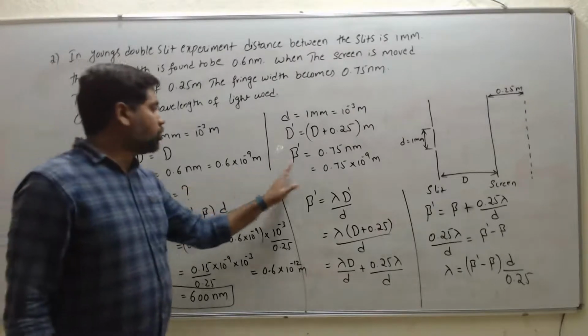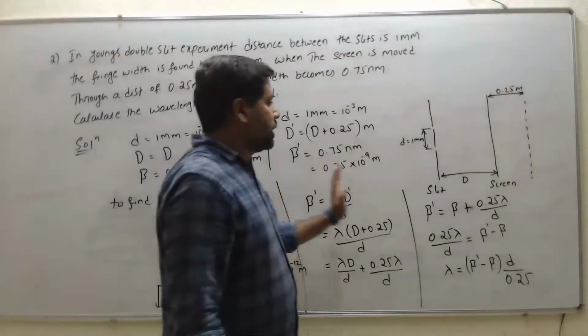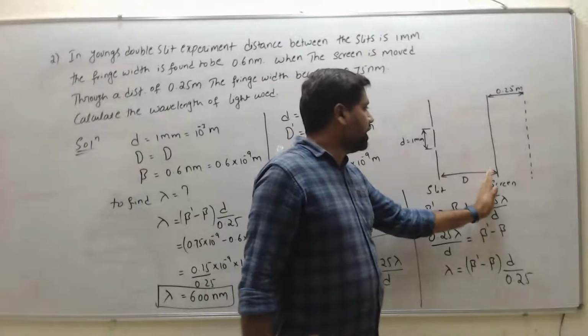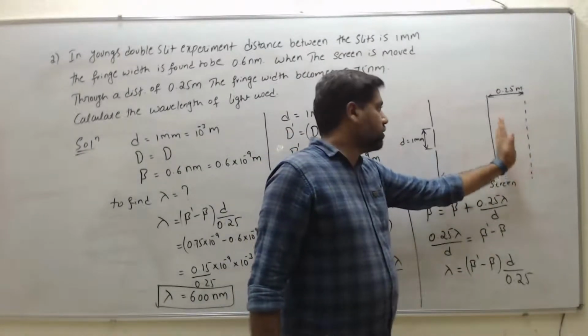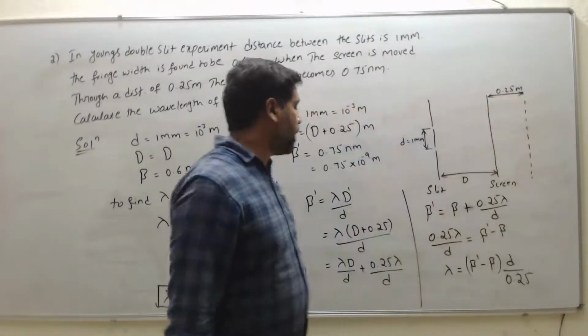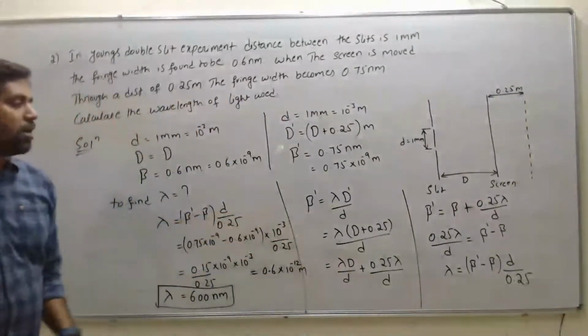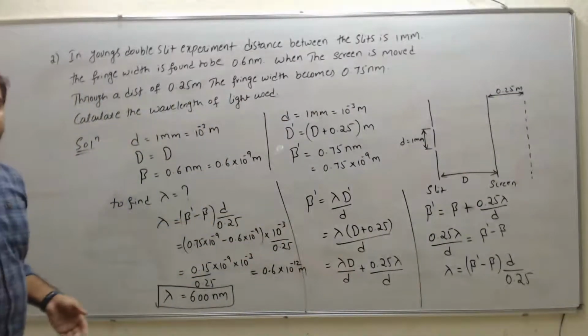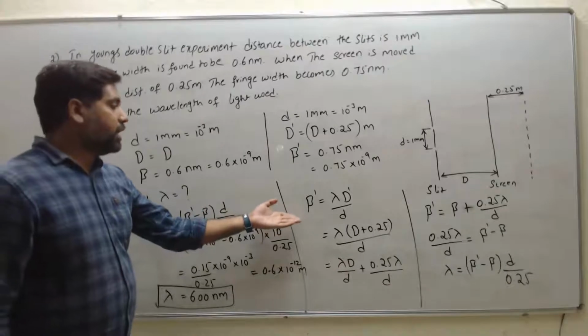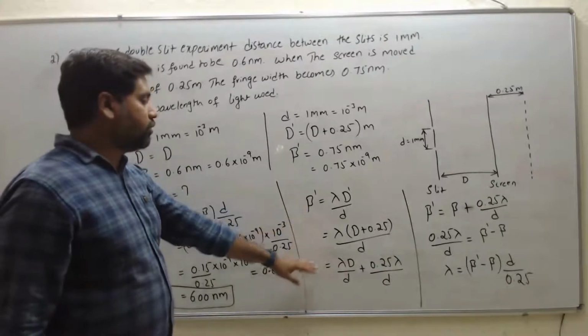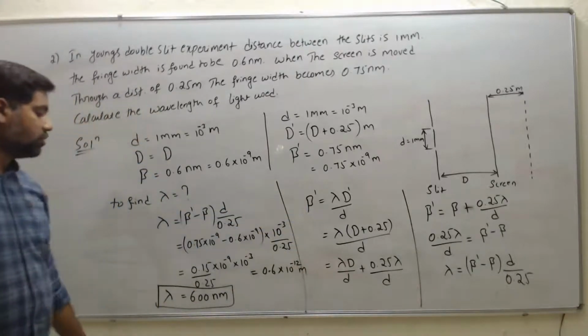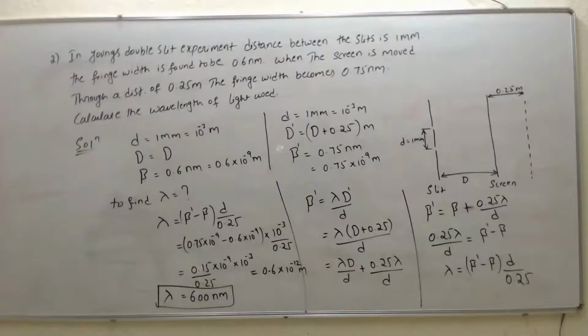So here they have given two conditions: initially we have the screen at distance D, then they moved the screen further by 0.25 meter. Then we know the formula of fringe width, beta equals lambda D divided by d. Then we substitute and simplify, and we get the answer.